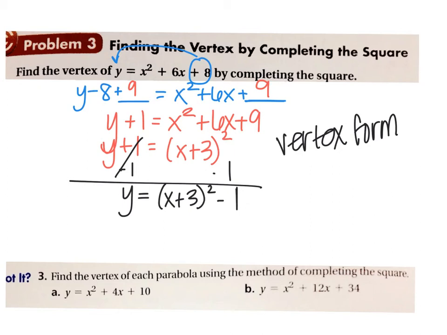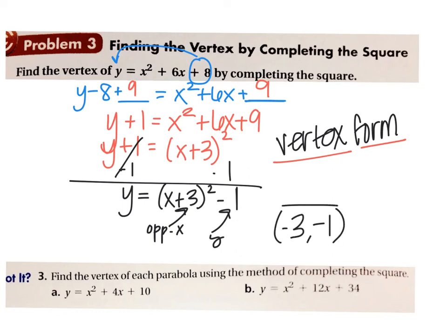This is vertex form. It's different from standard form, which you've already seen. And you can find the vertex directly from this form. That's why it's called vertex form. And actually, what you're going to do is your vertex is going to be the opposite of this for x, and then this for y. So your vertex is going to be -3, -1.